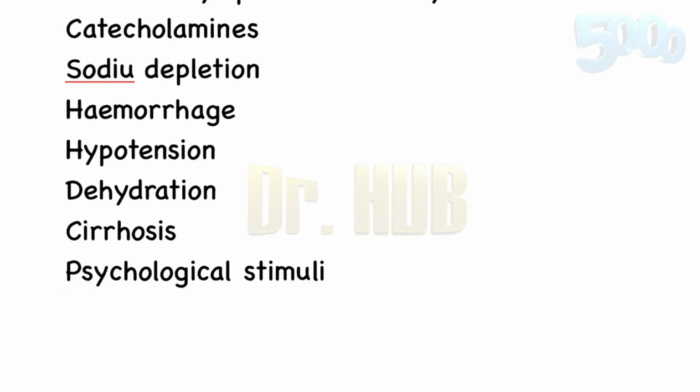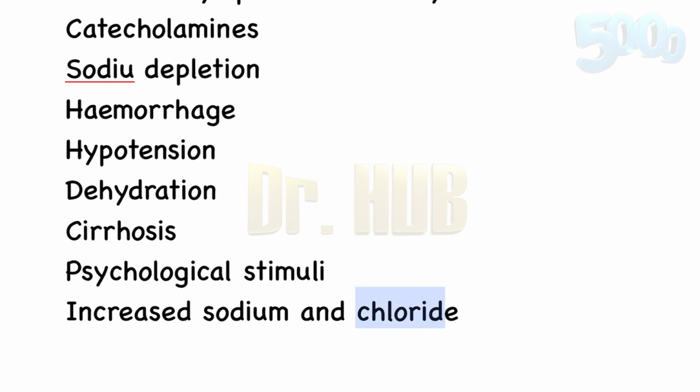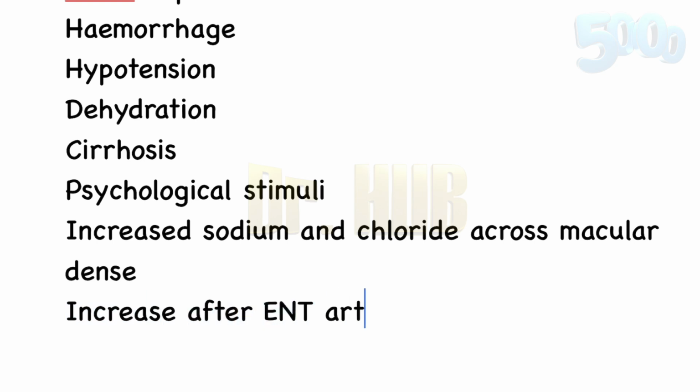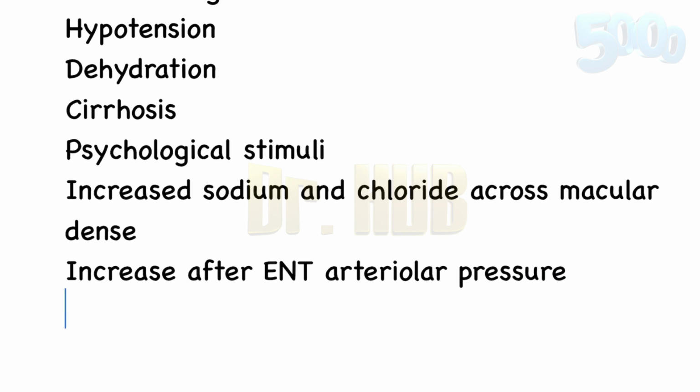So what is inhibitory of this renin secretion? It is the increase in sodium and chloride across the macula densa. Next is increased afferent arterial pressure. Also angiotensin 2 is inhibitory, and ADH, that is vasopressin. So all these are inhibitory.